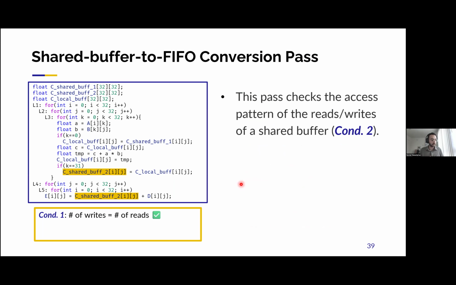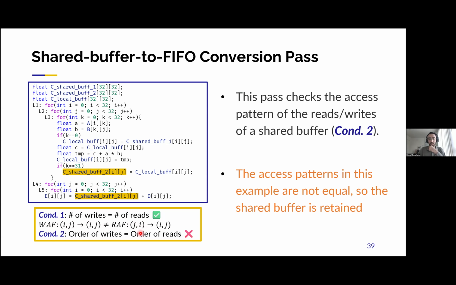Next is the shared buffer to FIFO conversion. So this pass will check the access patterns of the reads and writes. If you look at this example, with respect to the indices of this buffer, this is accessed in the order ij, while this one is accessed in the order ji. So the write access function does not equal the read access function, and the second condition is not met. So the patterns in this example are not equal, so the shared buffer will be maintained.